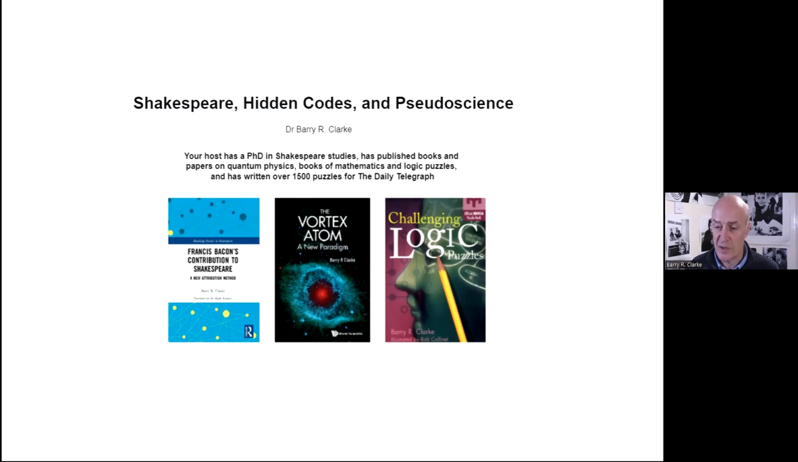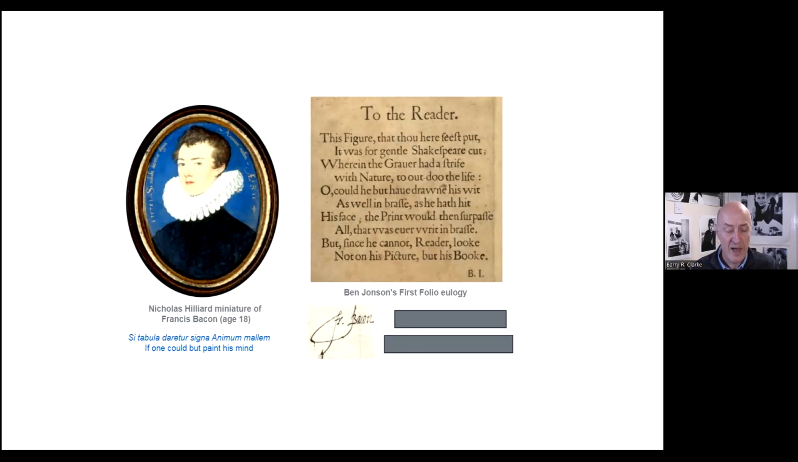Isn't it just pseudoscience? On the left, we have the Nicholas Hilliard miniature of Francis Bacon, aged 18. There's a Latin inscription around it, which is not easy to read, but it says, Si tabula daretur digna animum, which roughly translates as if one could but paint his mind. This corresponds to the Folio dedication, which says, oh, could he but have drawn his wit. So there's a correspondence here of ideas of painting the mind and drawing his wit.